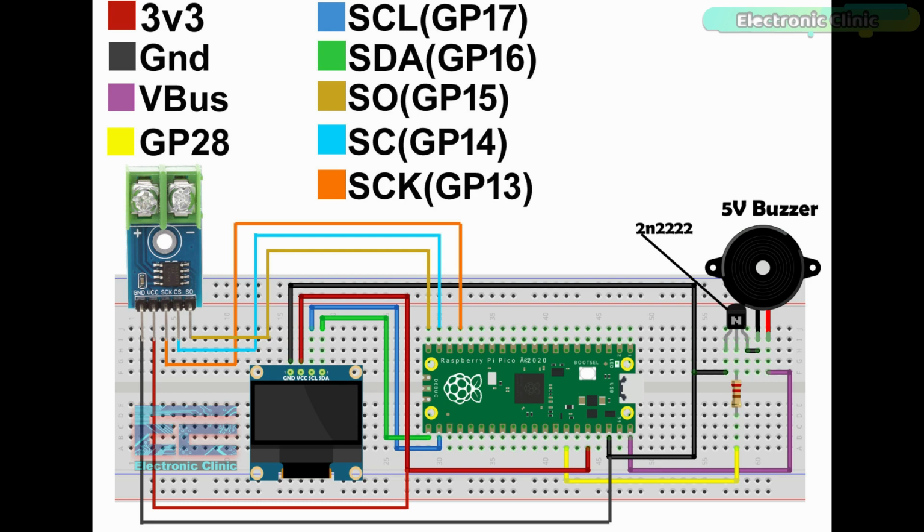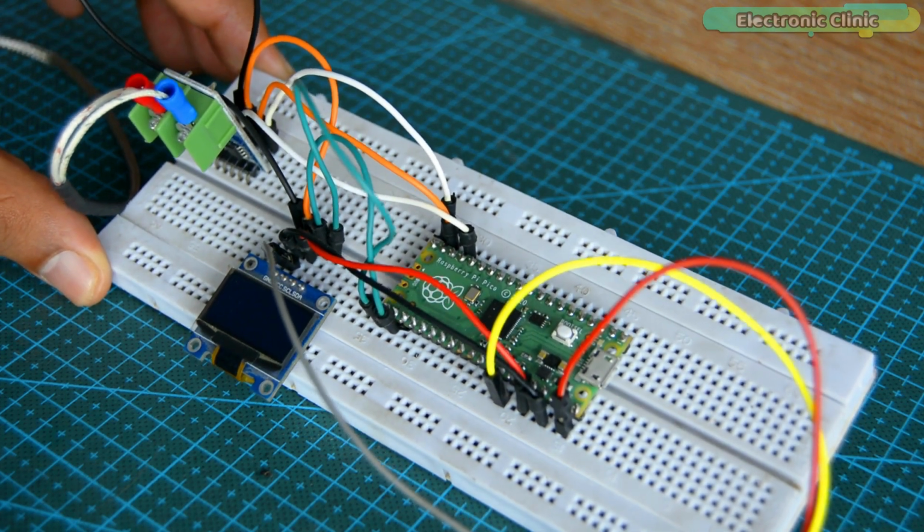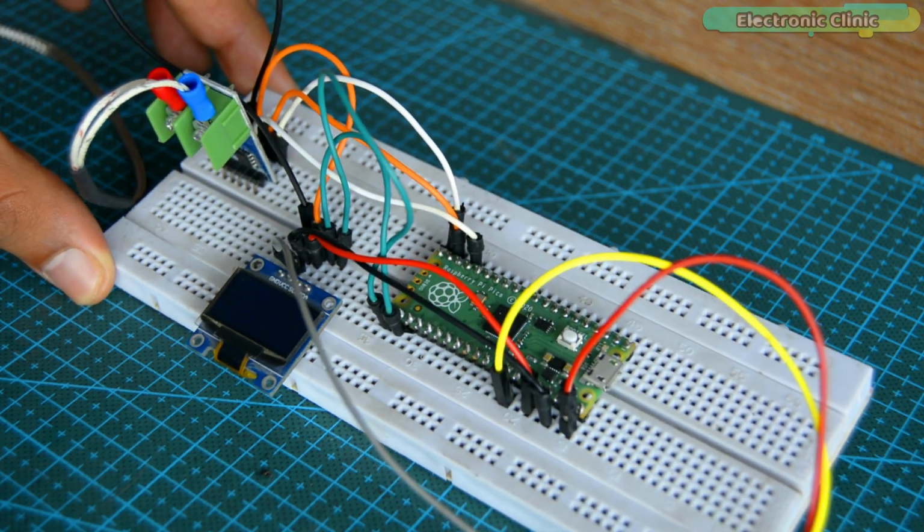The red wire of the 5-volt buzzer is connected with the Raspberry Pi Pico VBUS pin. The ground pin of the 5-volt buzzer is connected with the collector of the 2N2222 NPN transistor. The base of the transistor is connected with the Raspberry Pi Pico GP28 pin through a 10 kilo ohm resistor. The emitter of the transistor is connected with the ground pin of the Raspberry Pi Pico. So that's all about the connections. I completed all my connections as per the circuit diagram. And now let's take a look at the programming.